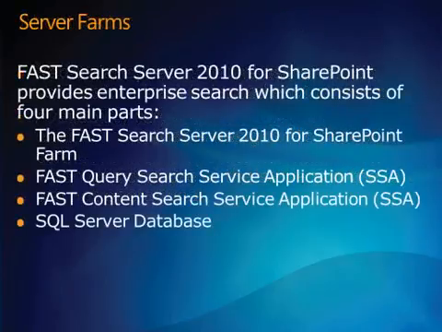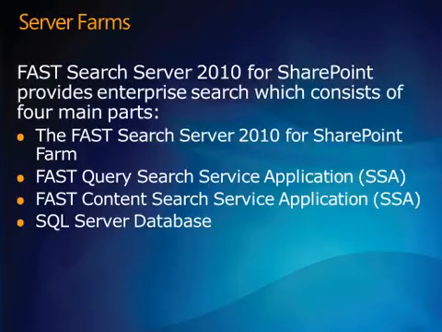Fast Search Server 2010 for SharePoint provides enterprise search, which consists of four main parts: the Fast Search Server 2010 for SharePoint farm, the Fast Query Search Service Application (SSA), the Fast Content Search Service Application (SSA), and the SQL Server database. A Fast Search Server 2010 for SharePoint farm must have access to a SQL Server host within the associated SharePoint server farm that is used for storing configuration information.